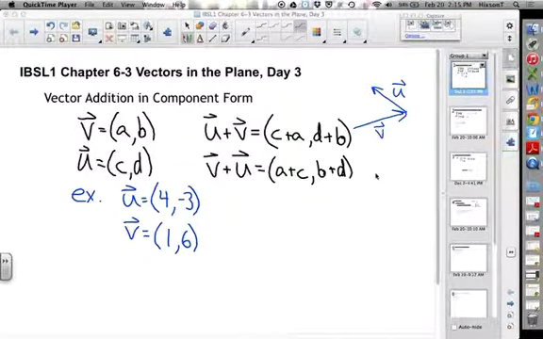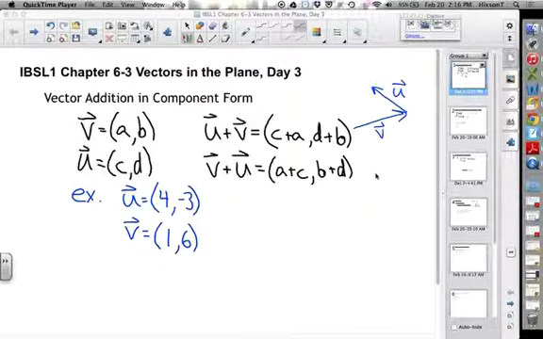All right, so we're moving from a geometric to an algebraic way of adding our vectors together. Instead of adding them by drawing, we're going to be looking at the components specifically. You'll notice here, if I have vector v and vector u as these generic vectors, a, b, and c, d, when I add the two vectors together, I'm going to add the horizontal components, and I'm going to add the vertical components together.